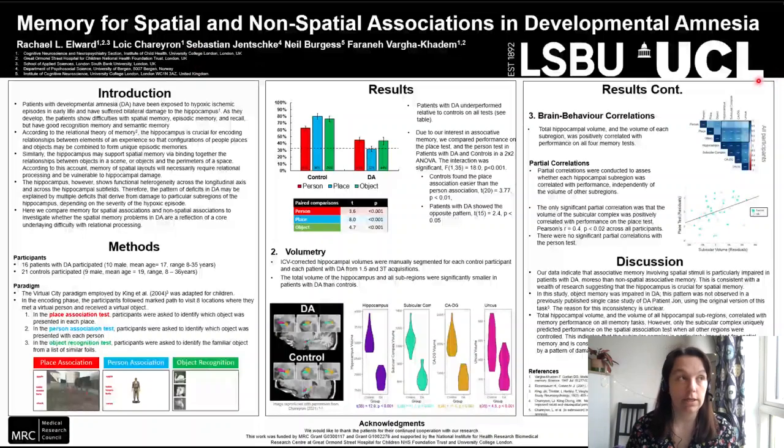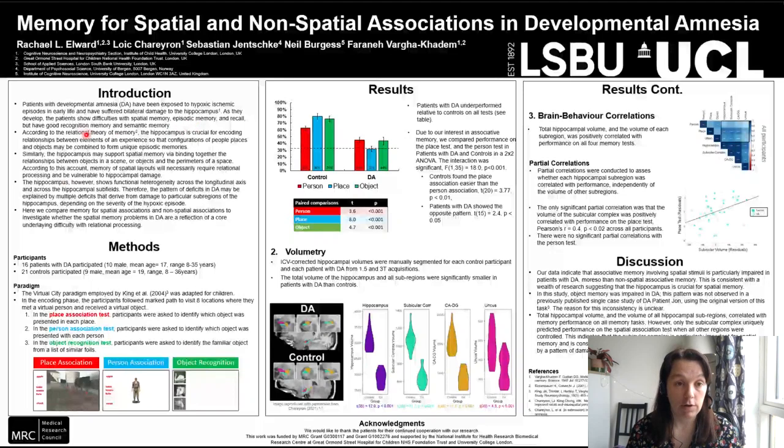My name is Rachel Elward and I'm talking about memory for spatial and non-spatial associations in developmental amnesia. Developmental amnesia is a memory impairment that develops following a hypoxic ischemic event in early life. Children with developmental amnesia have smaller hippocampi than typically developing children, and they have difficulties with spatial memory, with recall memory, and with episodic memory.